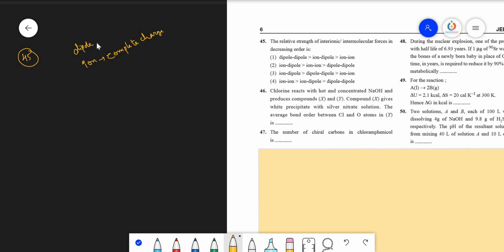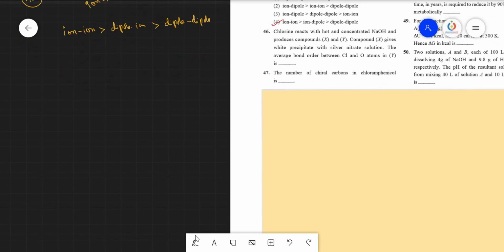Ion is nothing but complete charge. Dipole is always about the partial charge. So the more the charge, the more the interaction or attraction. Since ions have the complete charge, the interaction between two ions will always be more than that of dipole and ion, and later dipole-dipole interactions. Since dipole is only a partial charge, the less the charge, the less the interaction. So for this 45th question, option 4 is right.